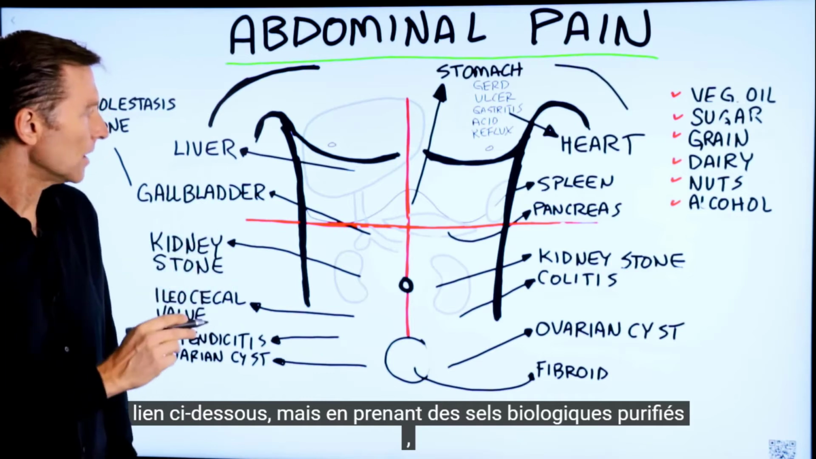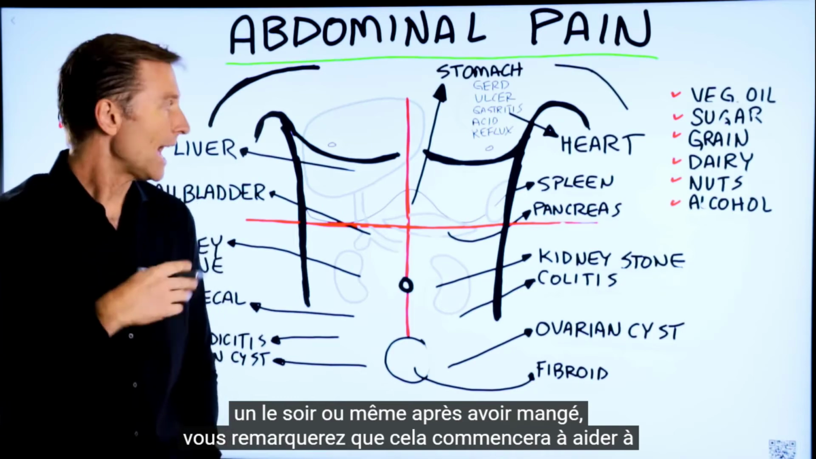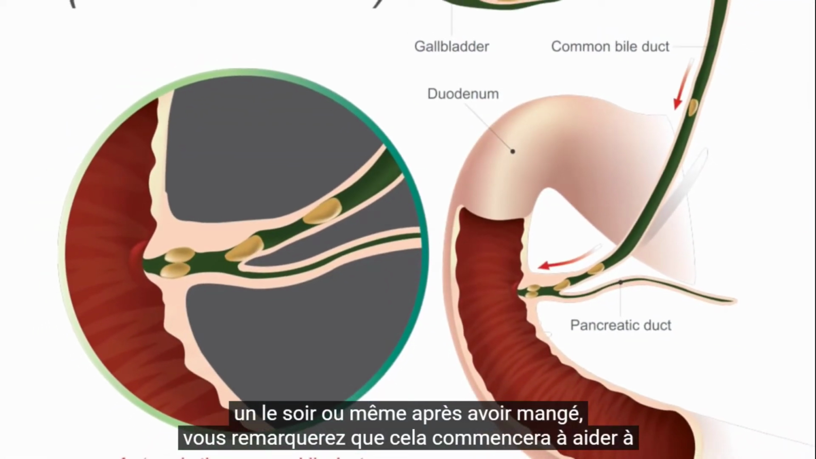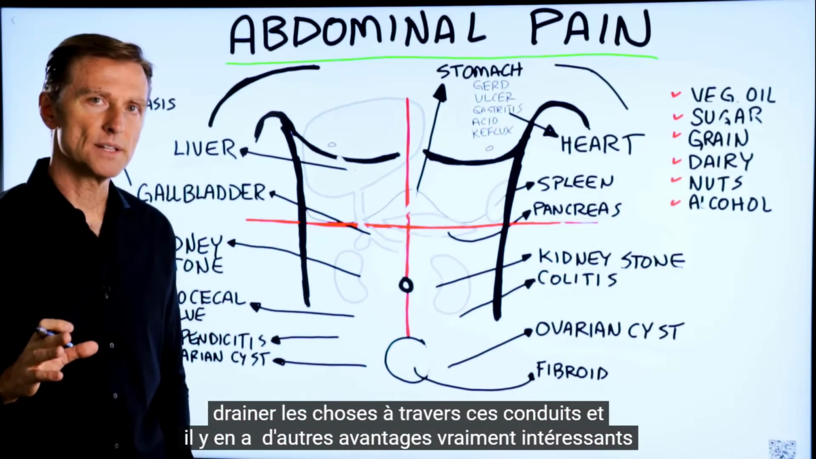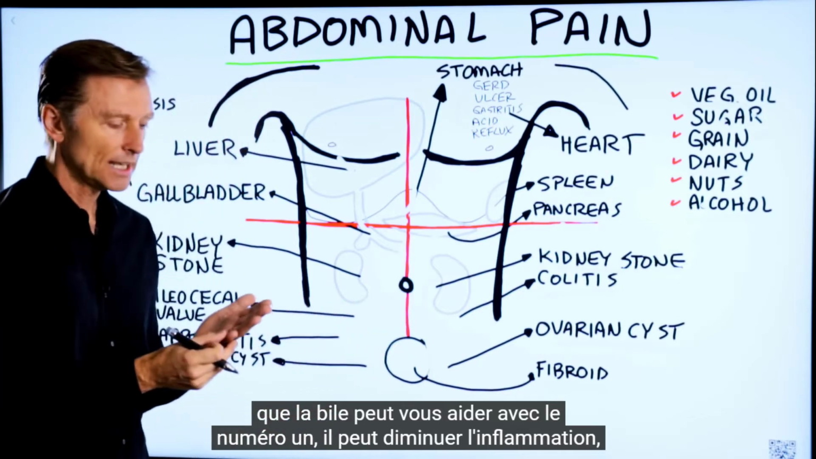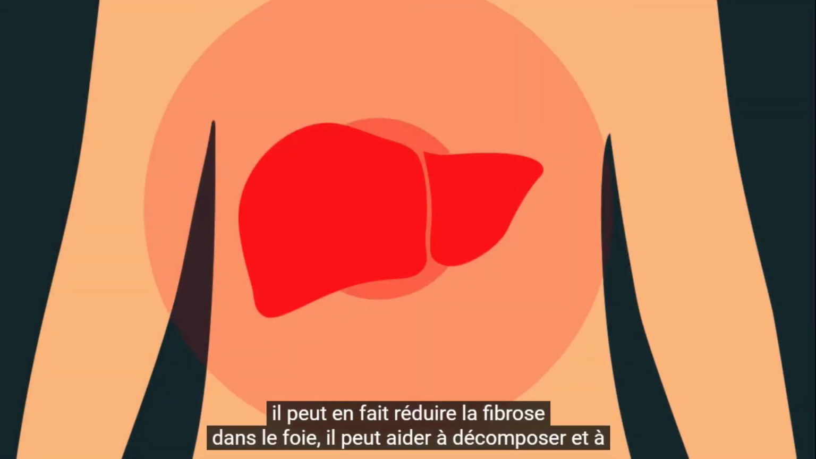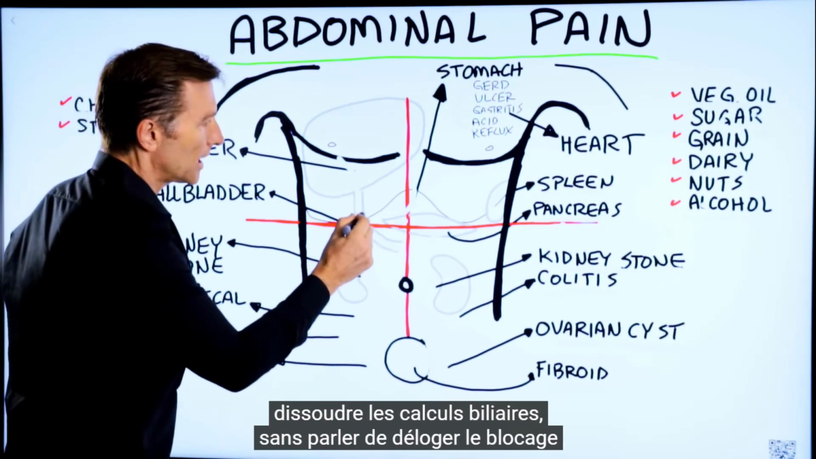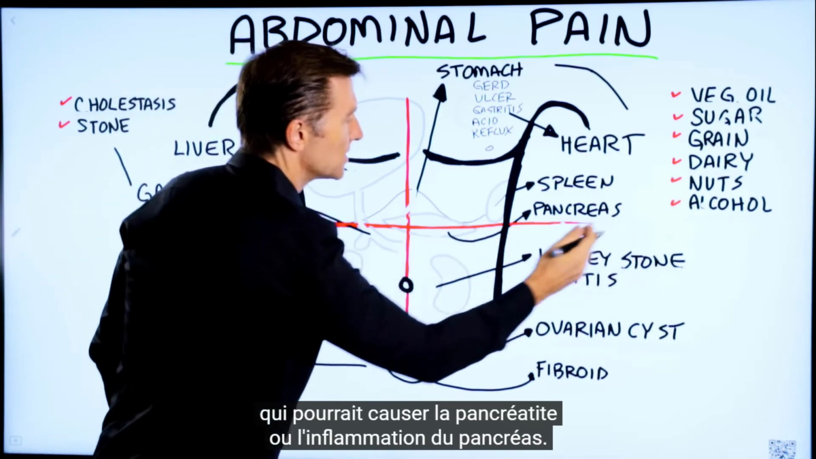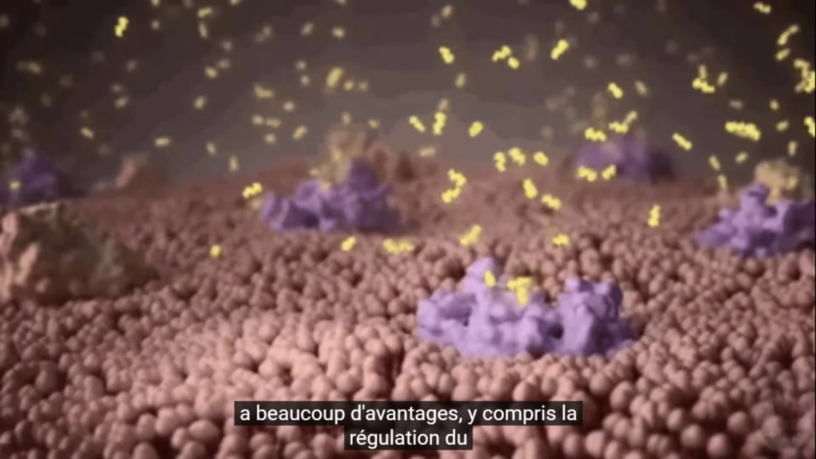Taking purified bile salts, you can take it on an empty stomach, maybe one in the morning, one in the evening, or even after you eat. You'll notice that it'll start to help drain things through these ducts. And there's some other really cool benefits that bile can help you with. Number one, it can decrease inflammation. It can actually reduce fibrosis in the liver. It can help break down and dissolve gallstones, not to mention dislodge the blockage that could be causing the pancreatitis or inflammation in the pancreas. So it has a lot of benefits, including the regulation of the microbiome.